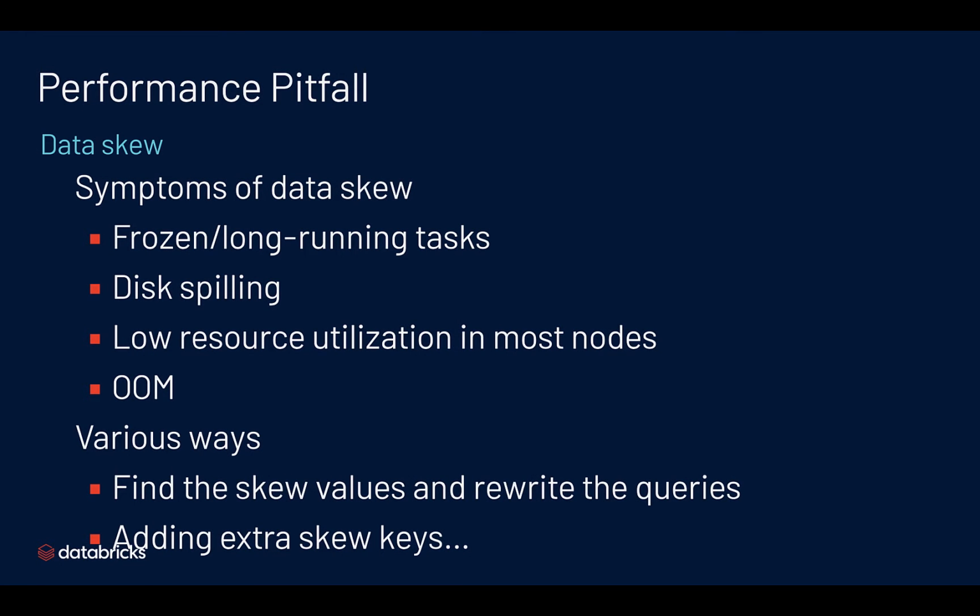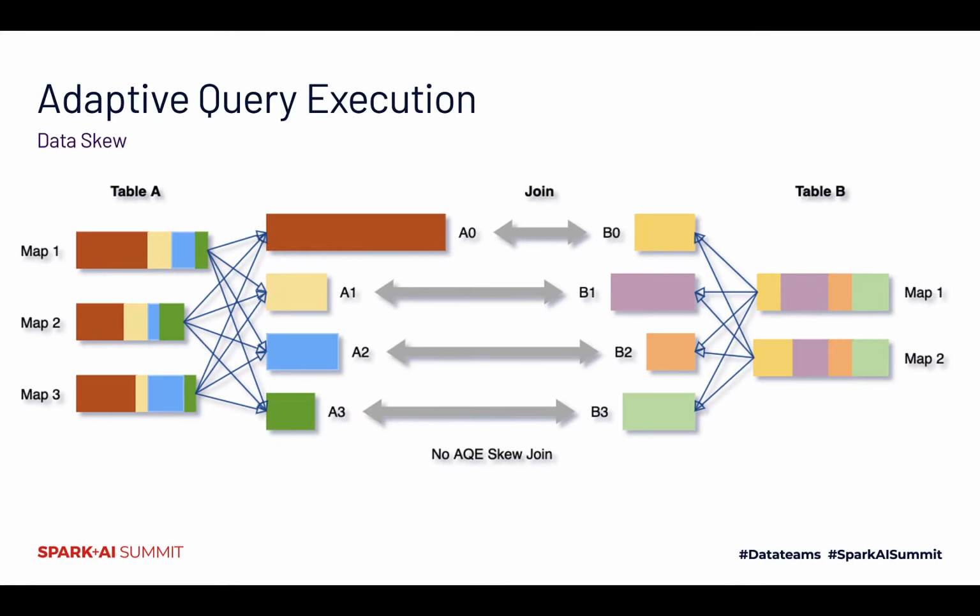Let's look at the next pitfall, data skew. So skew has been the bane of a lot of Spark jobs' performance. When we go to look at data skew, one of the most common problems has to do with long-running tasks caused by partitions being of different sizes in our large operations.